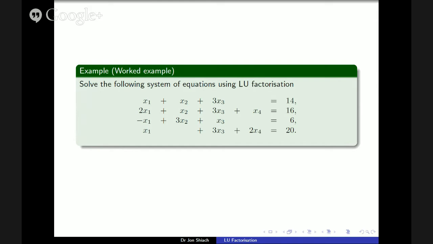So once you've got your y's, you then solve Ux equals y. So you've got our U from before. What we got? We got 1, 1, 3, 0. 1, minus 1, minus 3, 1. 0, 0, minus 8, 4. 0, 0, 5, 2.